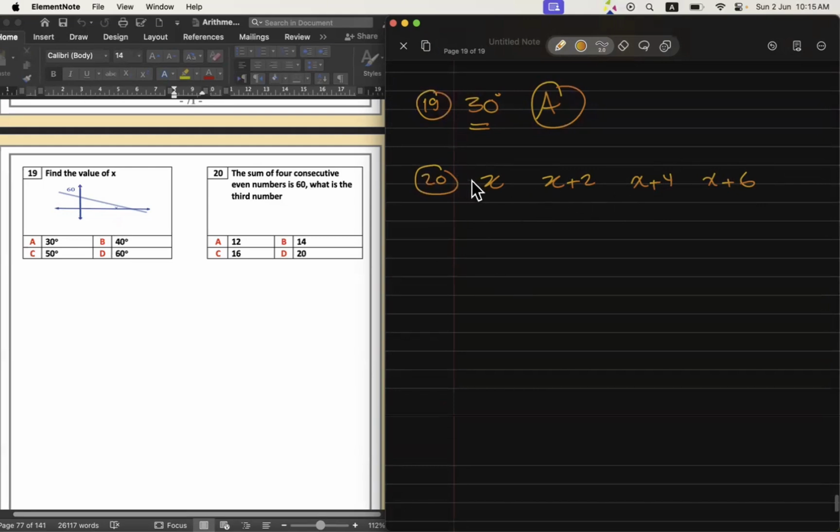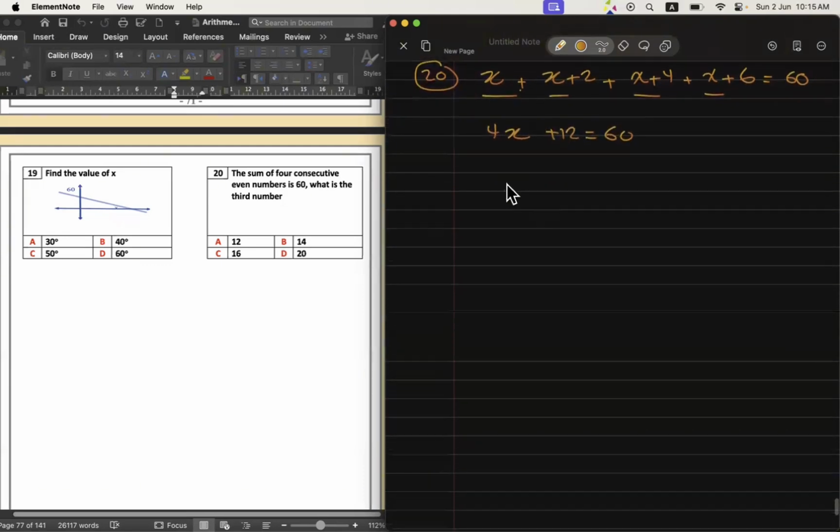Their sum equals 60. So if you put a plus between them, their sum equals 60. Now we can find the value of x. Just count them. We have 4x, plus 2 plus 4, which equals 6, plus 6, which equals 12. This equals 60. This is a simple equation, so 4x equals, by subtracting 12 from both sides, 48. Then divide both sides by 4. It means x equals 12.